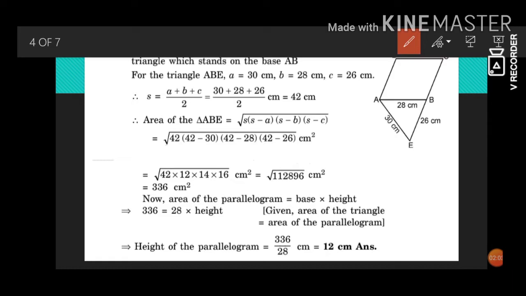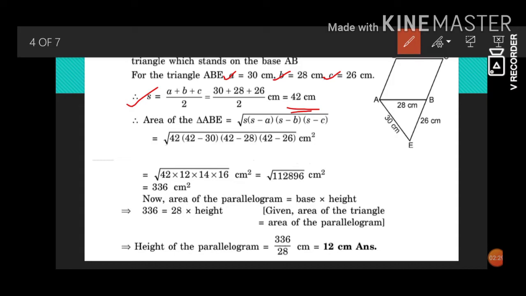The sides of the triangle are given as a equals 30, b equals 28 and c equals 26. So we will use Heron's formula. In Heron's formula, first we need to find the semi-perimeter. So s is equal to (a plus b plus c) by 2, that is (30 plus 28 plus 26) by 2, which will give you 42 centimeters.